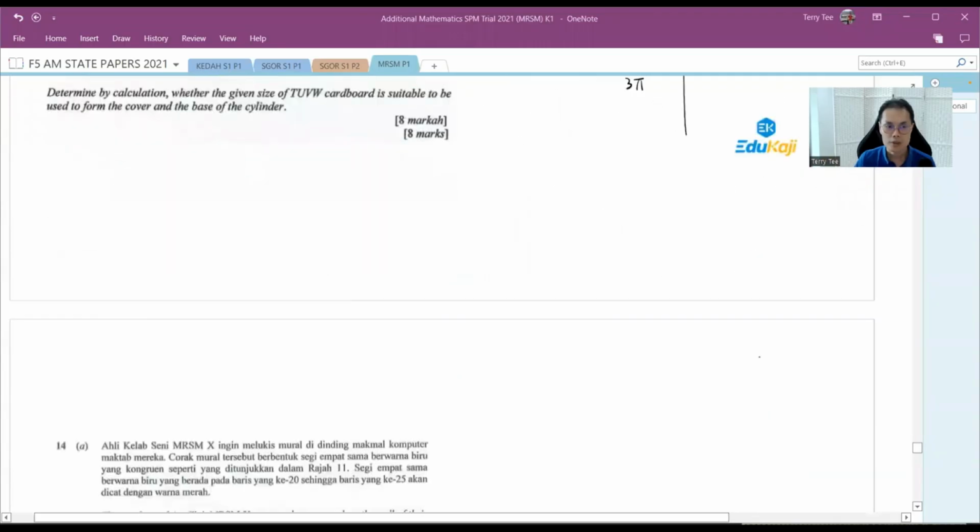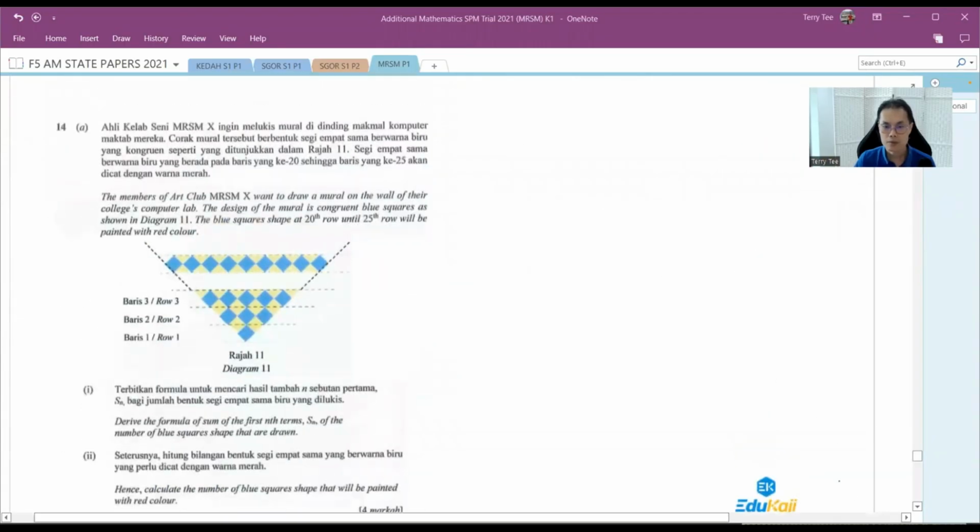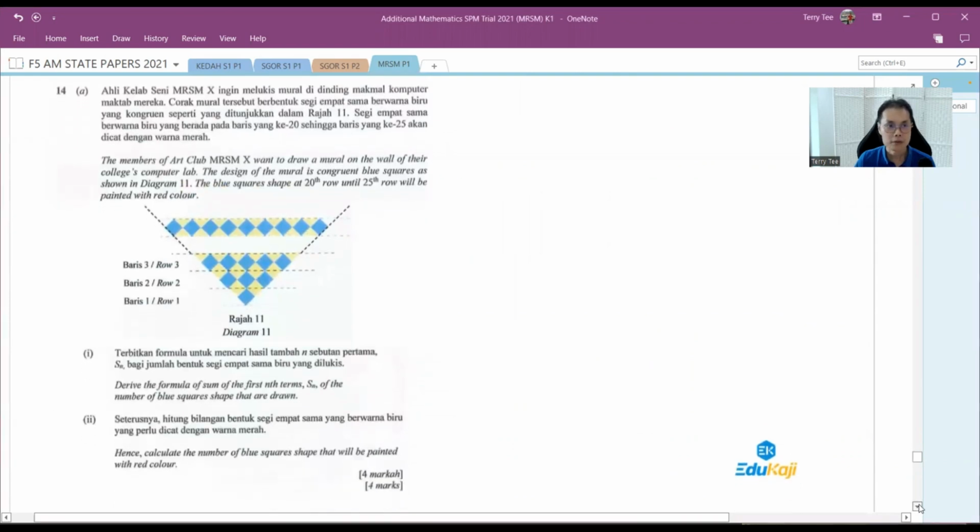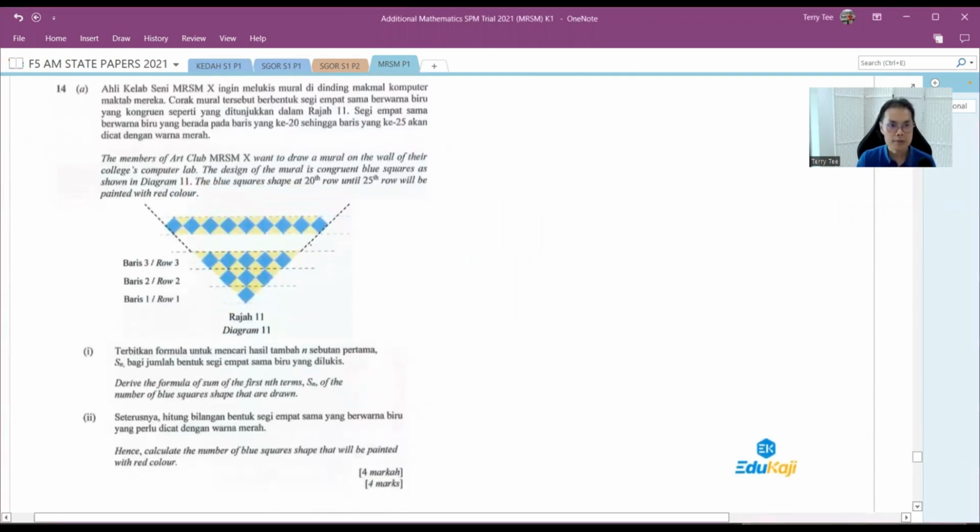Okay, let's move on to question number 14. So here we have the members of Art Club MRSM who want to draw a mural on the wall for the college computer lab. The design of the mural is congruent blue squares, and the blue squares from the 20th to 25th row will be painted with red color. So we're supposed to derive the formula for the sum of the first n terms of the number of blue squares. Okay, we can see from the first row, your number of blue squares is 1.